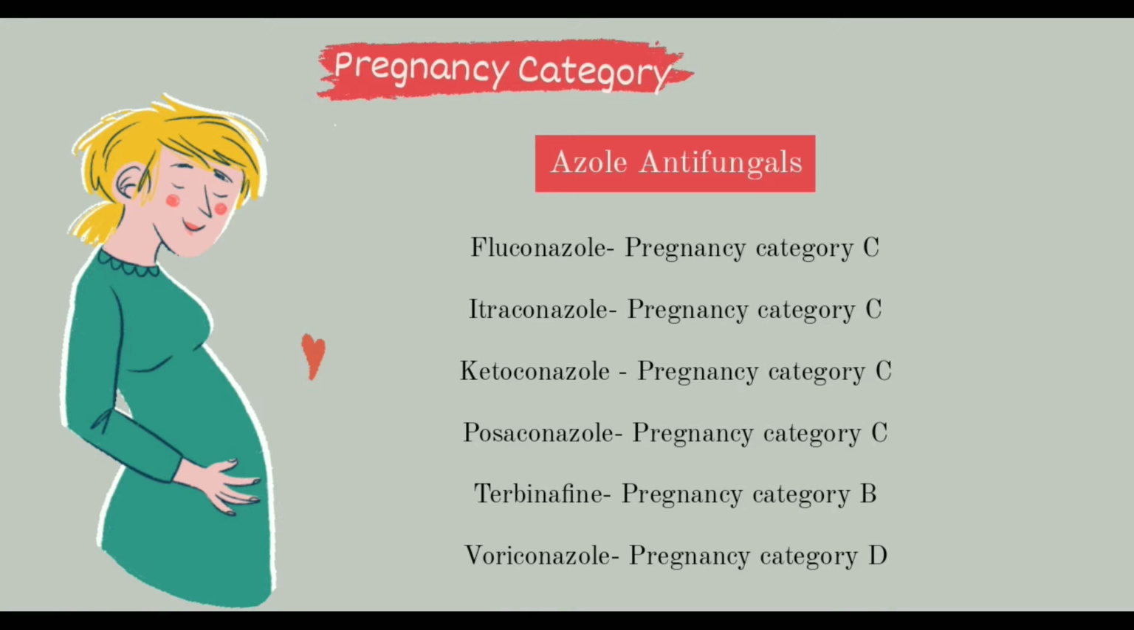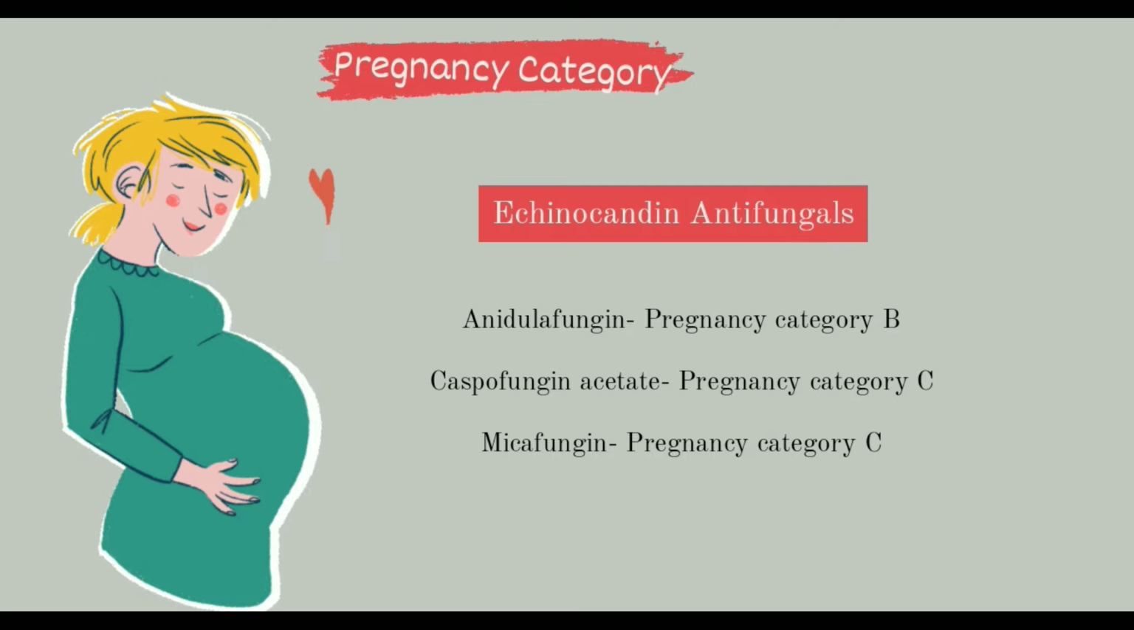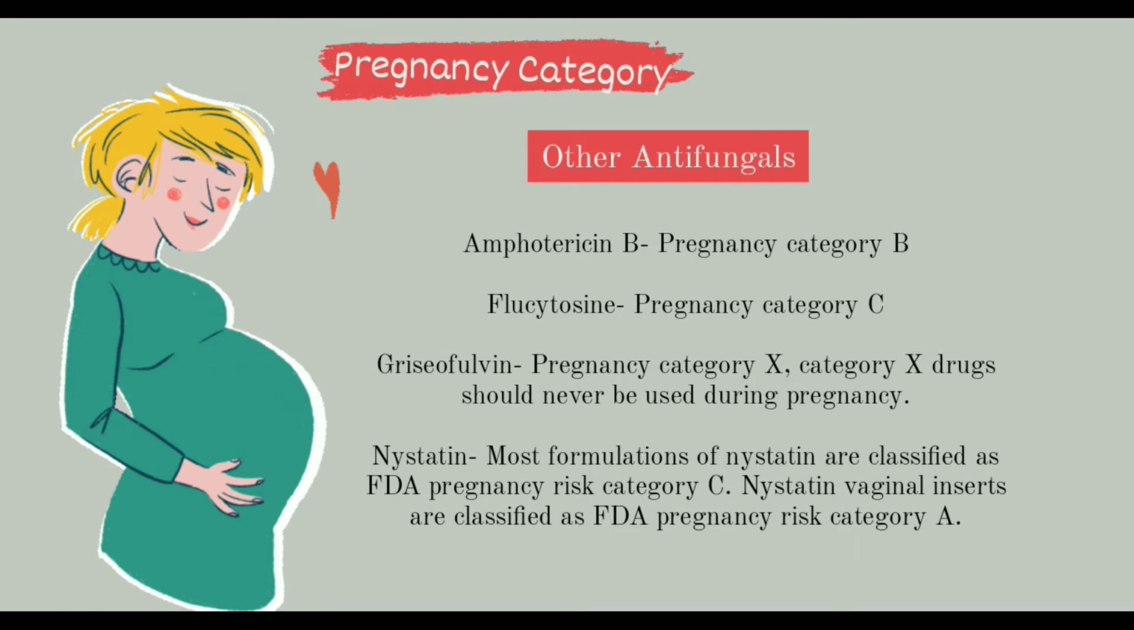The pregnancy category of azole antifungals are the following. The pregnancy category of echinocandin antifungals are the following. While the pregnancy category of other antifungals are the following. Most formulations of nystatin are classified as FDA pregnancy risk category C. Nystatin vaginal inserts are classified as FDA pregnancy risk category A.